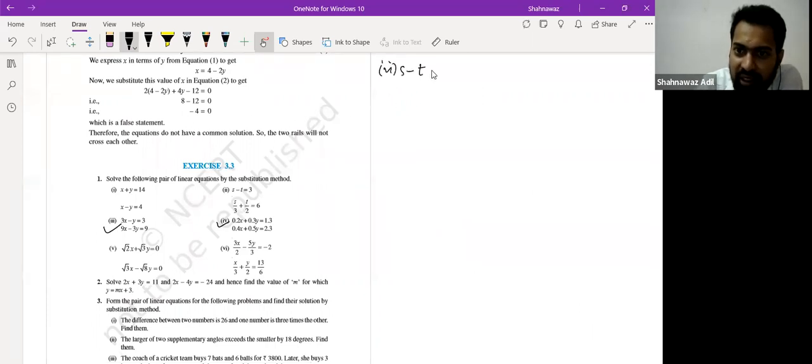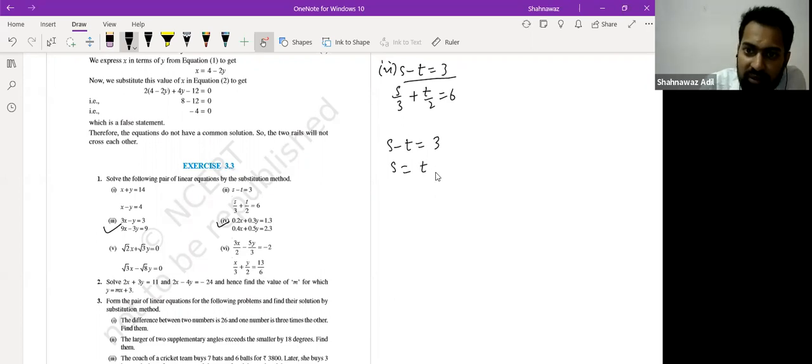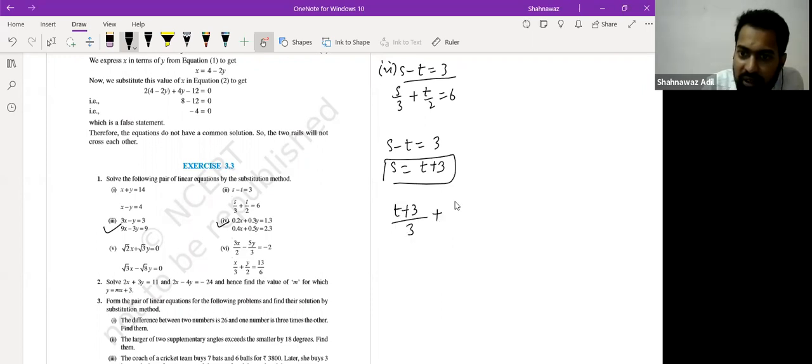Okay. So second one. s minus t is 3, right? And s by 3 plus t by 2 is 6. So s minus t is 3, so s is t plus 3. Let me write t plus 3. And put the value of s in here. So t plus 3 by 3 plus t by 2 is 6, right?